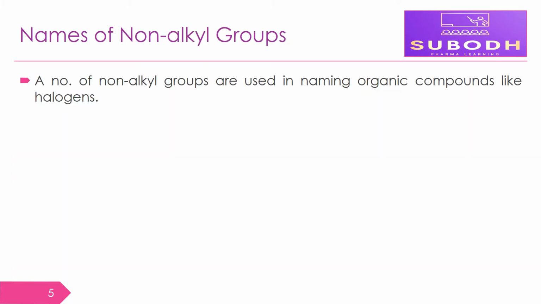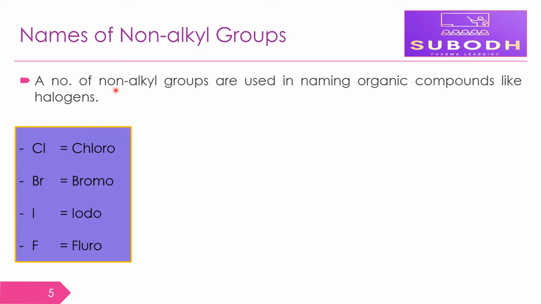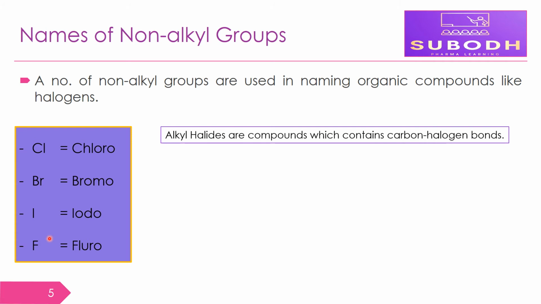Now we will see the names of non-alkyl groups. A number of non-alkyl groups are used in the naming of organic compounds like halogens: chlorine, bromine, iodine, and fluorine. When the halogen is attached to alkyl group, they are called alkyl halides, and the alkyl halides are the compounds which contain carbon and halogen bonds.